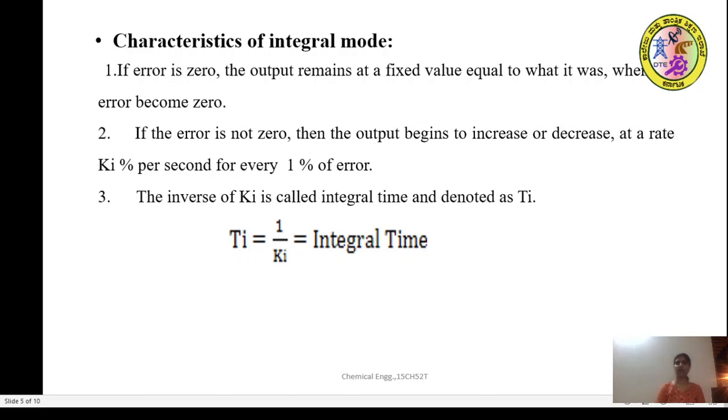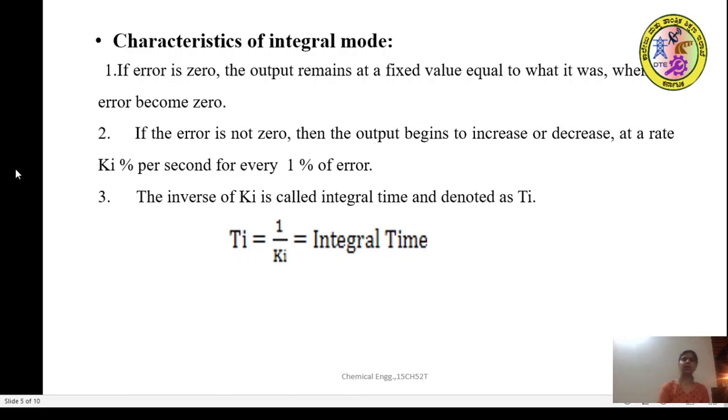So if there is an error, if the error is not 0, so what is an error? The error is nothing but the difference between the output value of the controller and the set point. So if there is some error, if the error is not 0, then the output begins to increase or decrease at a rate Ki percentage per second of every 1% of error. The inverse of Ki, the integral constant, is called the integral time and denoted as Ti. Ti is nothing but 1 by Ki, that we call as the integral time.